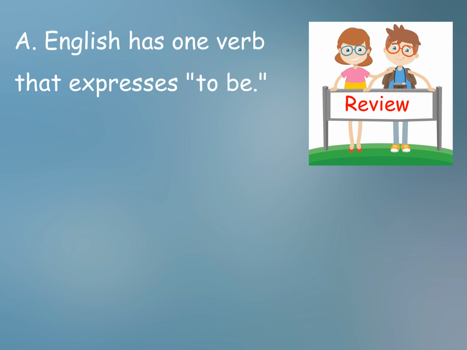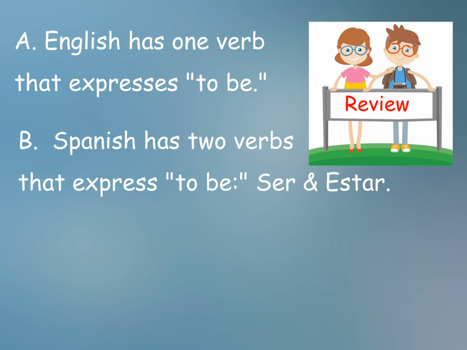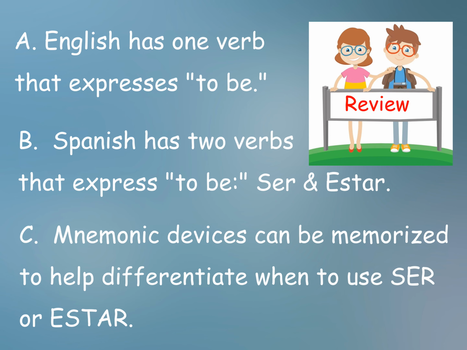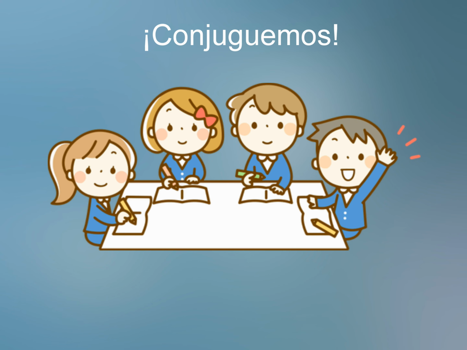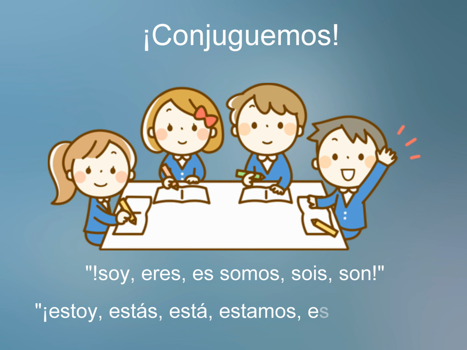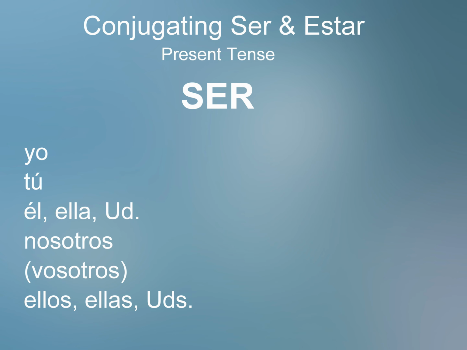Let's review. English has one verb that expresses to be. Spanish has two verbs that express to be, ser and estar. Mnemonic devices can be memorized to help differentiate when to use ser or estar. Before we continue, let's review the conjugations of ser and estar in the present tense, so that we have something to work with. Ser is an irregular verb and appears like this with its pronouns.